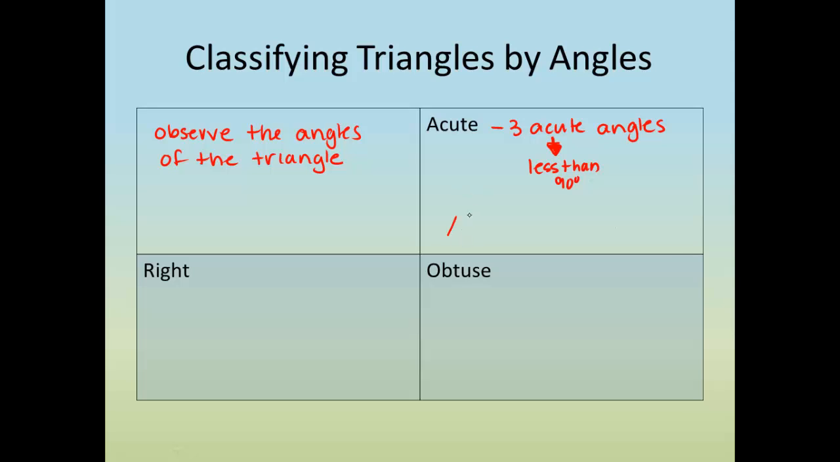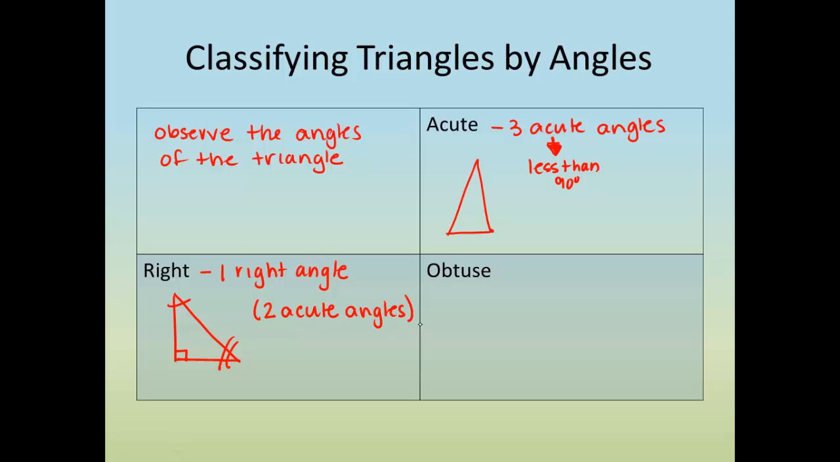So let's draw a picture of an acute triangle. Now we'll talk about a right triangle. We can draw a right triangle. And if it's a right triangle, it must have a right angle. It has exactly one right angle. You may also notice that the other two angles in the triangle are acute. But it's enough to notice that this is a right triangle because of the one right angle.